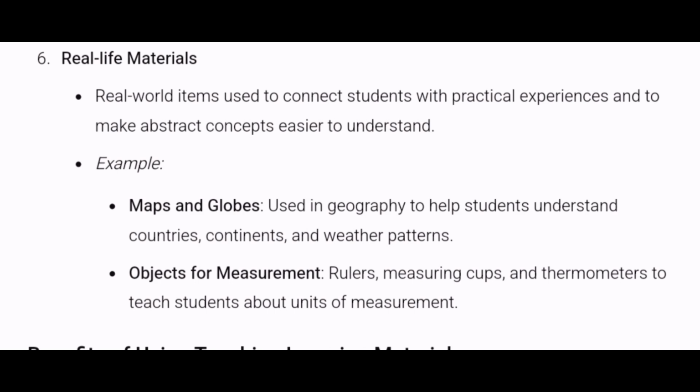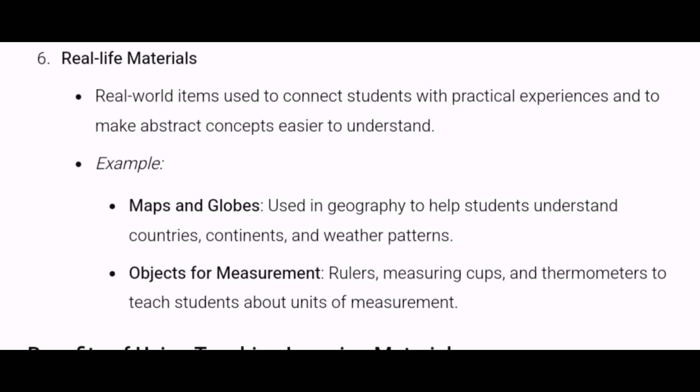Now you see maps. You have always seen maps and globes used in geography to help students understand countries, continents, and weather patterns. Literally nobody can go to Australia or America or China and study all these things, right? That's why it is given in the form of maps or in the form of globe. So these are real life materials which help you to interact or connect or get an experience which is so real that it feels like you have been there, or you already know that particular weather, or that particular continent or countries.